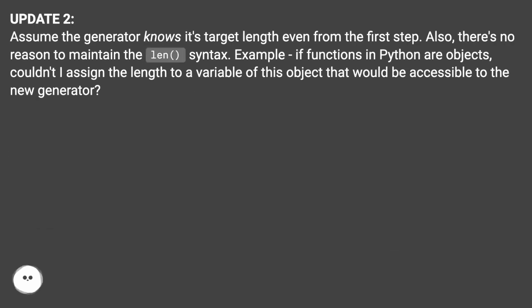Update 2: assume the generator knows its target length even from the first step. Also, there's no reason to maintain the len syntax. Example: if functions in Python are objects, couldn't I assign the length to a variable of this object that would be accessible to the new generator?